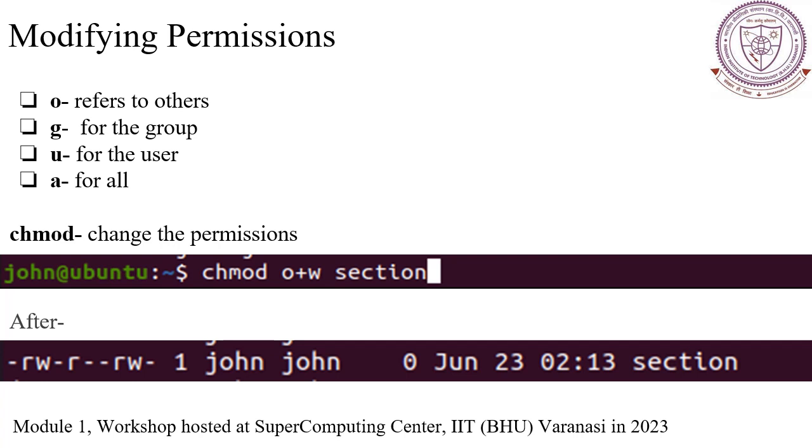To remove a permission, you can use the minus symbol. To add a permission, you can use the plus symbol. To set a permission, you can use the equal symbol.